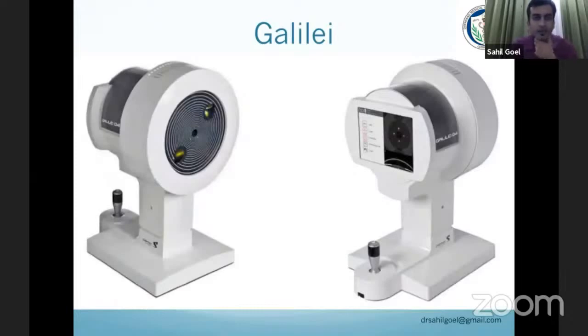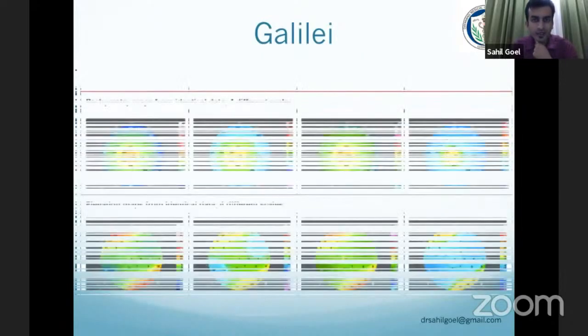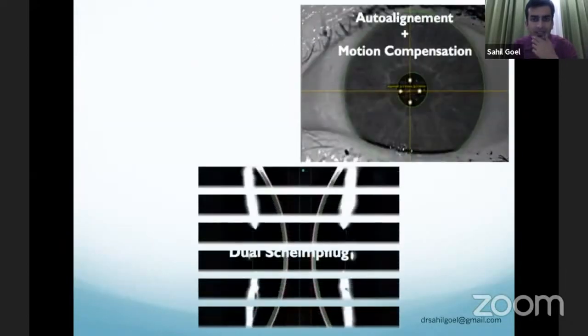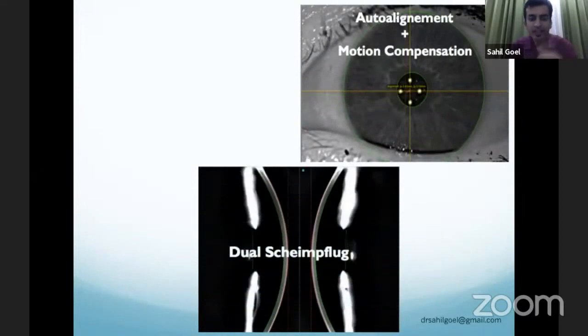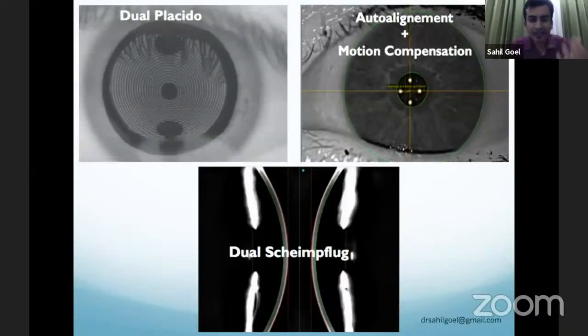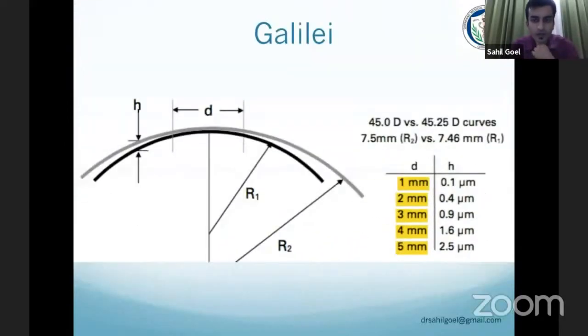In absence of time, I'm not going to go much into details of Galilei, but quickly, I think Galilei has 2 or 3 advantages. It has a dual Scheimpflug camera, it has auto alignment and motion compensation, and it gives more weightage to the central cornea in extrapolating a quad map, deriving a refractive quad map. This is the basis of why in the central cornea a placido disc based imaging system is more reliable, and in the periphery a Scheimpflug camera is more reliable.